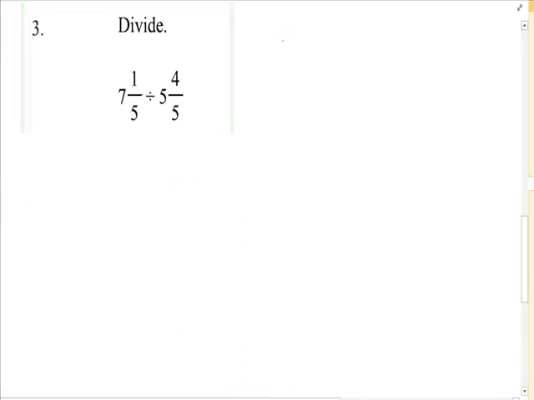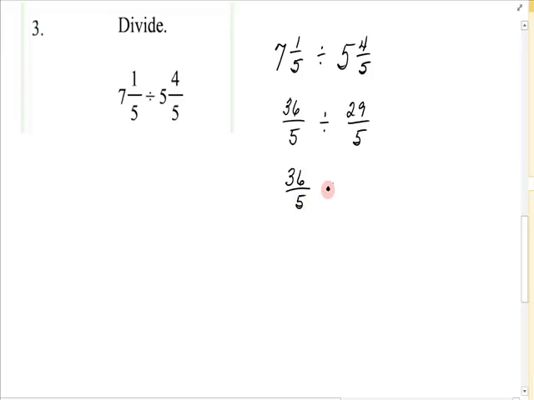All right, I have on this one, let's see if I can get it right, 7 1/5 divided by 5 4/5. Improper. 5 times 7 is 35, plus 1 is 36 over 5. Let's keep it division for a minute. 5 times 5 is 25, plus 4 is 29 over 5. We're going to do keep, 36 over 5. Change, multiplication. Flip or use reciprocal.